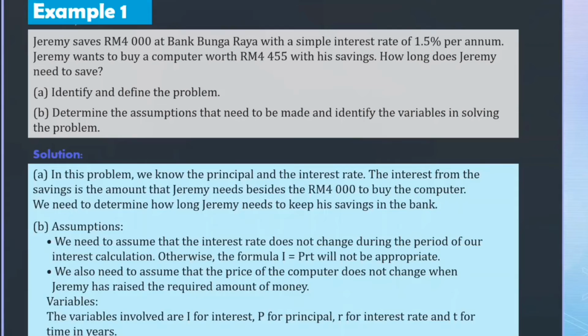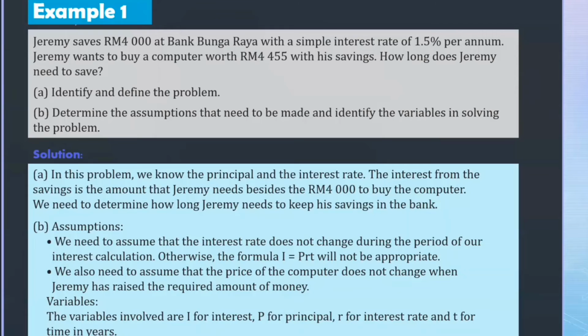Example 1. Jeremy saved 4,000 ringgit at Bank Bunga Raya with a simple interest rate of 1.5% per annum. Jeremy wants to buy a computer worth 4,455 ringgit with his savings. How long does Jeremy need to save?